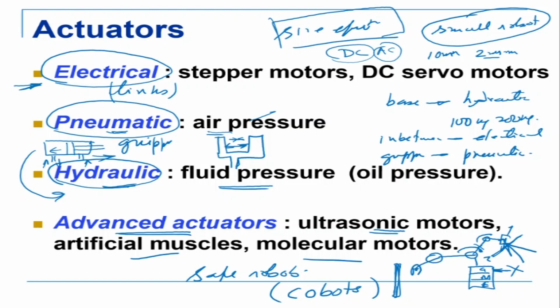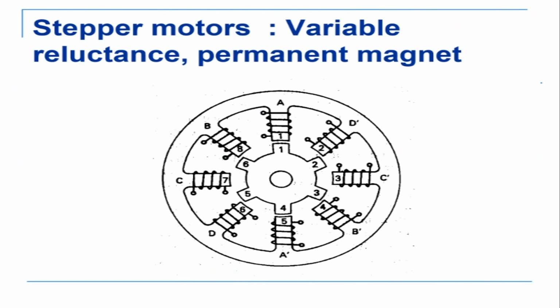Now, electrical motors can be stepper motors, DC motors, or servo motors. The working of a stepper motor is very, very simple. Now, the stepper motor consists of a rotor. So this is my rotor. And this is my stator.